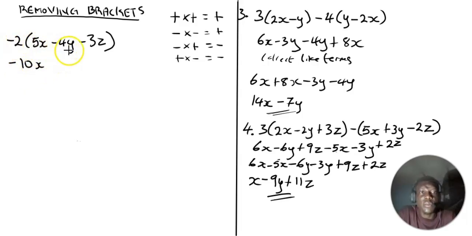Minus 2 times minus 4y. 2 times 4 is 8. Minus times minus will give you plus. So you have plus 8y. Minus 2 times minus 3z. 2 times 3 is 6. Minus times minus will give you plus. So you have plus 6z. Are we good? What else can we do here? Absolutely nothing. So this is our final answer.